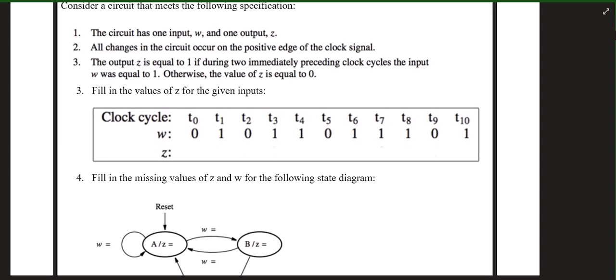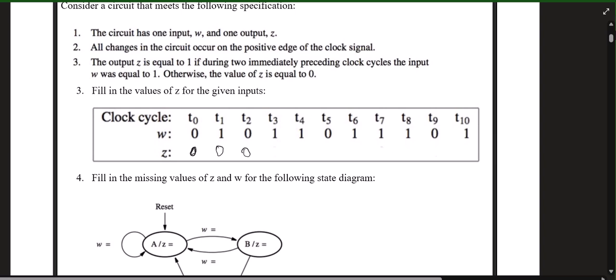So you want to look at the previous 2 clock cycles. If they were both 1, then your output is 1. Otherwise, it's 0. And you usually have a start condition, a reset, and our reset here is going to have Z equal to 0. Okay, so now when we get to time 1, are the previous 2 inputs 1? No, there's only one input and it's 0, so that's a 0. When we get to time 2, we look at the previous 2 inputs, they're 1 and 0. They're not both 1, so that's a 0.